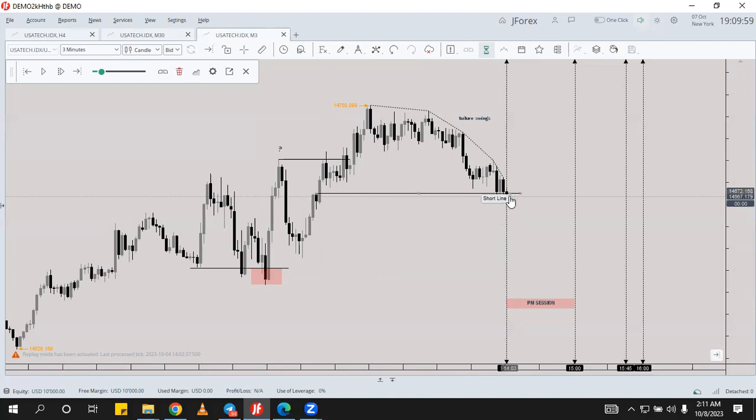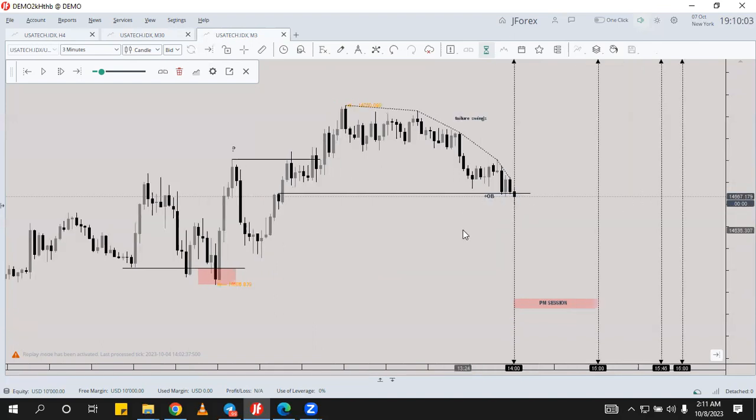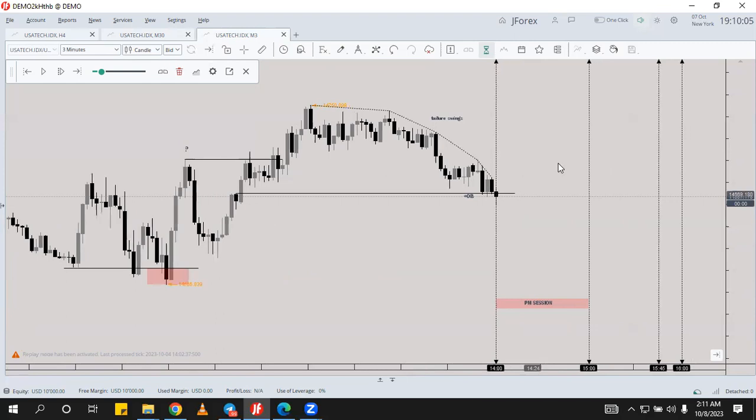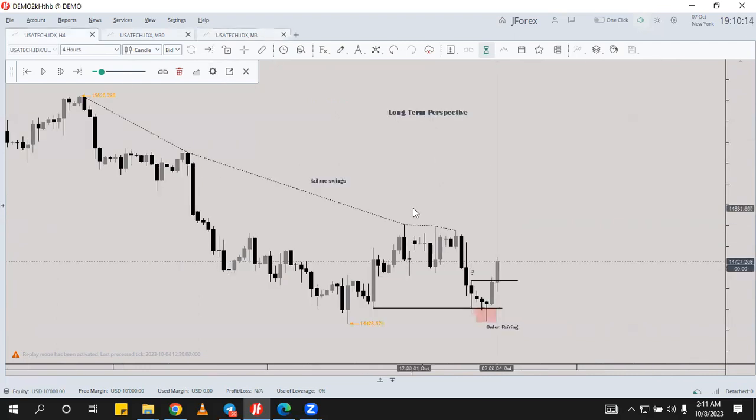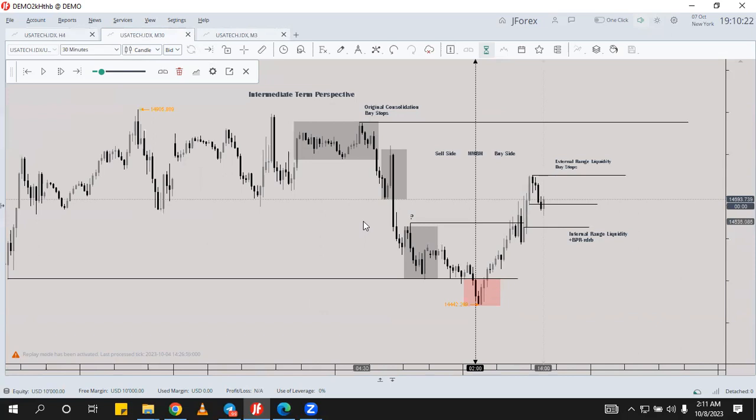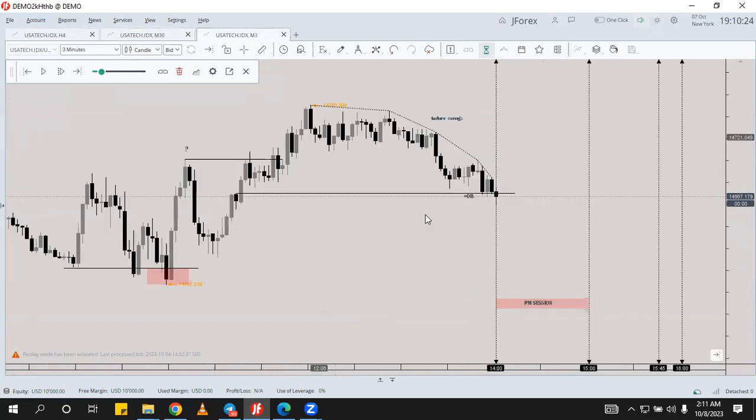Take note of that. So now, let me just widen it. Within the PM session, within this time window here, we're only interested in getting a buy confirmation, because on our H4 we have the long-term perspective, which is bullish. On our M30, we have an intermediate term perspective, which is bullish. Then on our M3 time frame, we want to look out for a confirmation entry within the PM session, right? Because that is where price usually moves with volatility, though not as aggressive as the New York open session.